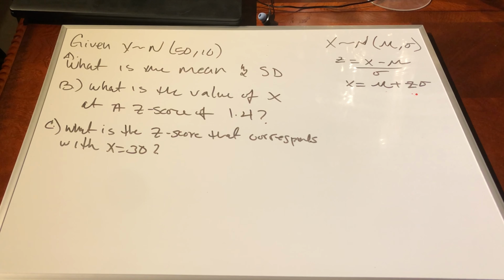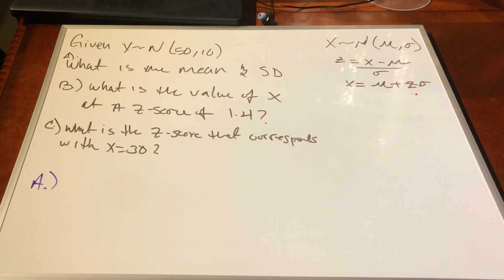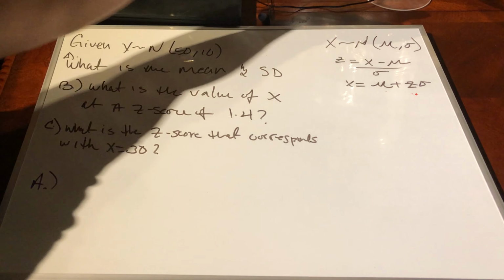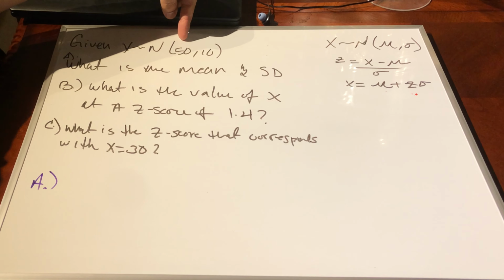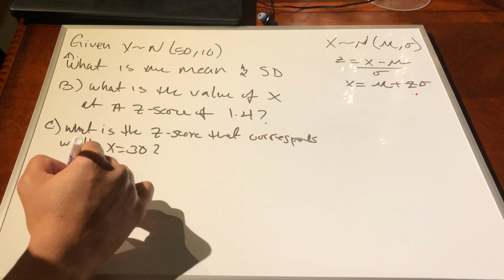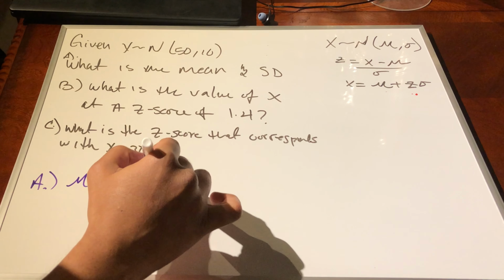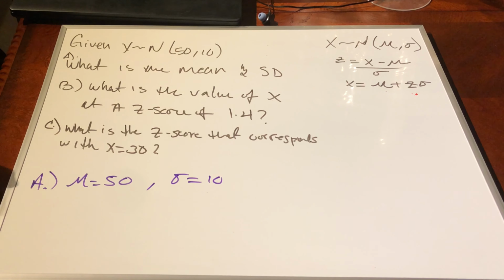Part A, and I'll write it in different colors for y'all. Part A is asking what is the mean and the standard deviation. If you guys remember, it says that your mean is your first value here, and your standard deviation is your second value. So that's pretty easy. For A, you got your mean equals 50, and then your standard deviation equals 10. Job done. We figured out part A.